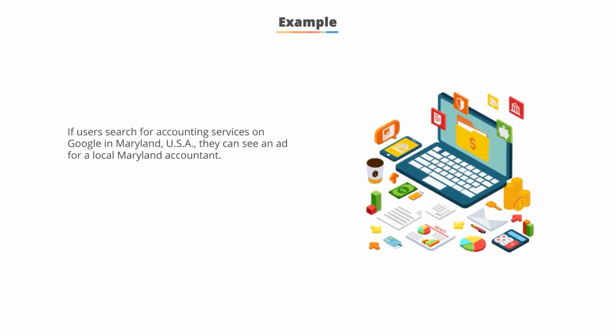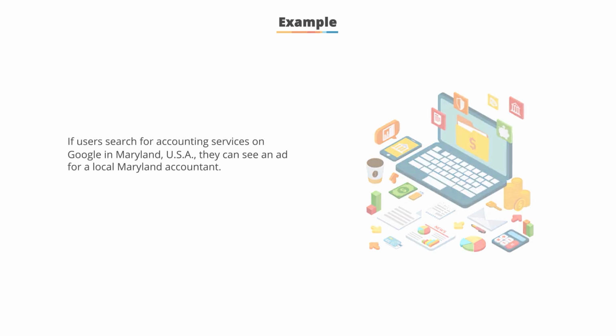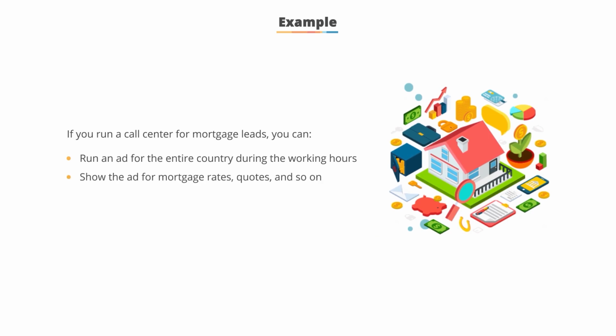Let's say a user searches for accounting services on Google in Maryland in the US anytime during the week. They could see an ad for a local Maryland accountant. Now, let's say you run a call center for mortgage leads and you're only open on the weekdays. Then you could run your ad for the entire country only during Monday to Friday during the hours your call center is open, and only show an ad if someone searches for mortgage rates, mortgage quotes, and so forth. So as we think about our targeting, it's where our customers are located, what they are looking for, the devices they are on, and the types of people we want to serve ads to.